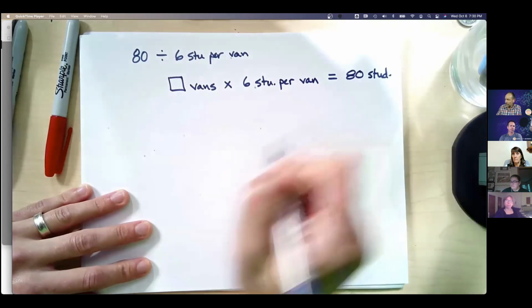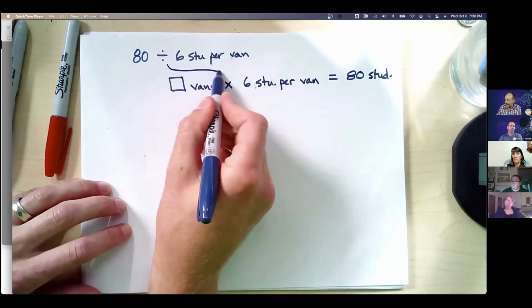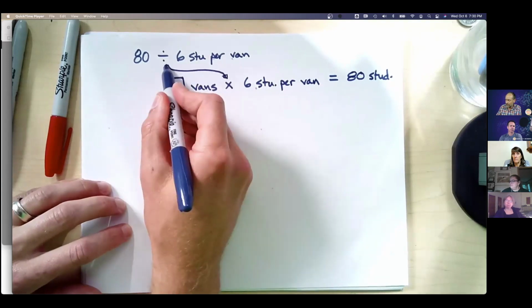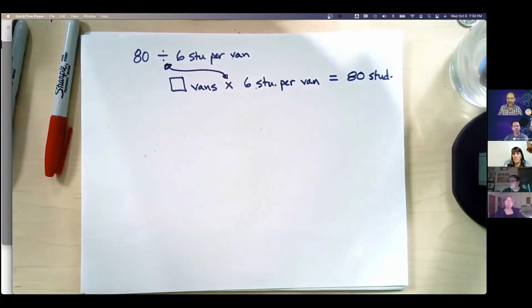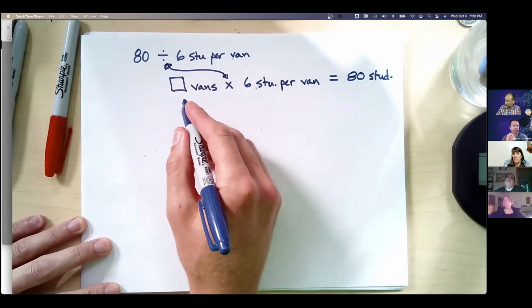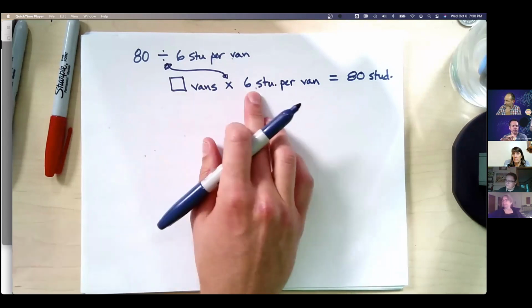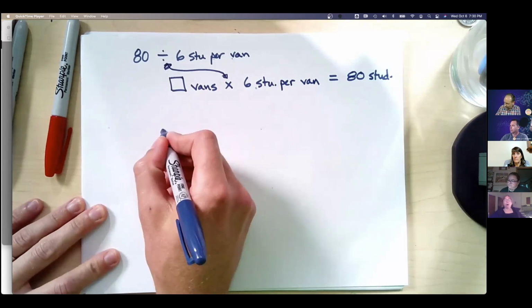So this says a couple of things. First of all, it shows that students actually intrinsically understand this relationship between multiplication and division. But it also tells us that a lot of our multiplication strategies are even helpful in division. So this student probably said, well, wait a second. I've got some number of vans times 6 is equal to 80.